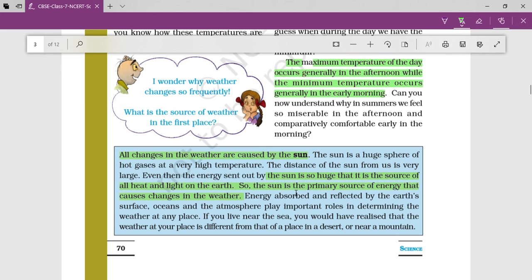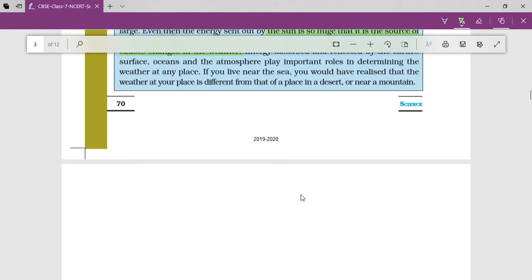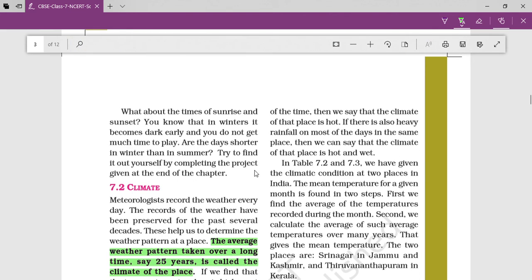Now there is some difference in the time of sunrise and sunset. There is a difference in the time of sunrise during summer and winter. In summer, the sun rises earlier in the morning and the sun sets late in the evening during the month of June, while sun rises late and sets early in the month of December. Therefore, days are longer and night shorter in summers, while day is shorter and night is longer during winter.